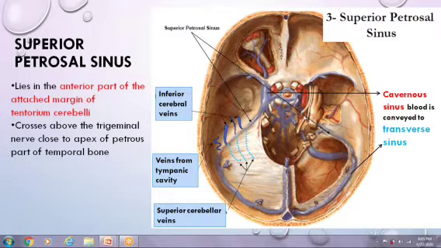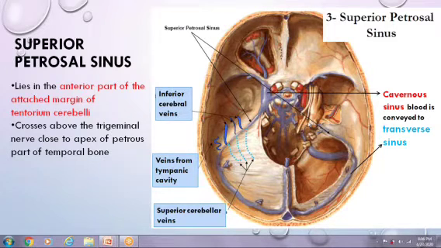Here it crosses the trigeminal nerve. This is the trigeminal nerve. You can see the three divisions of trigeminal nerve here. Trigeminal nerve arises from pons. So you can see the ophthalmic division, maxillary division, and mandibular division. So the superior petrosal sinus crosses the trigeminal nerve close to the apex of petrous part of temporal bone.